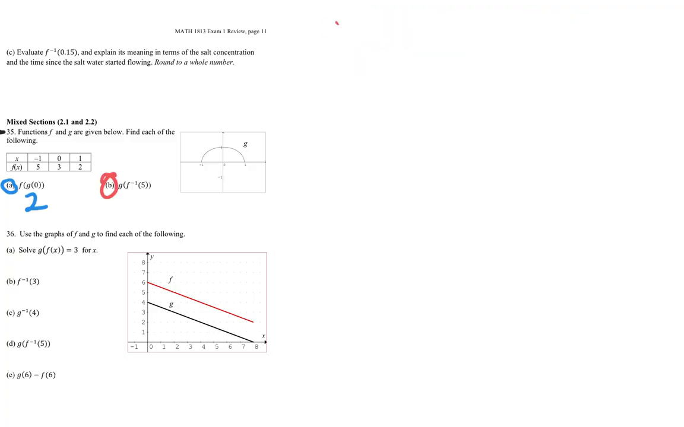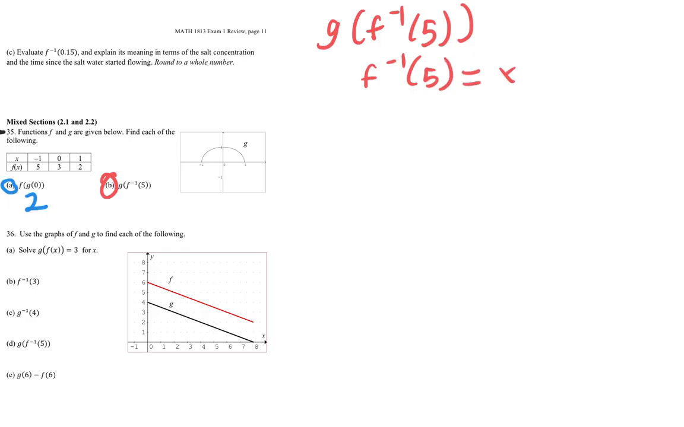Next we want to solve for g of f inverse of 5. So f inverse of 5 is what we want to find first, and that's equal to x. So what is our x value?